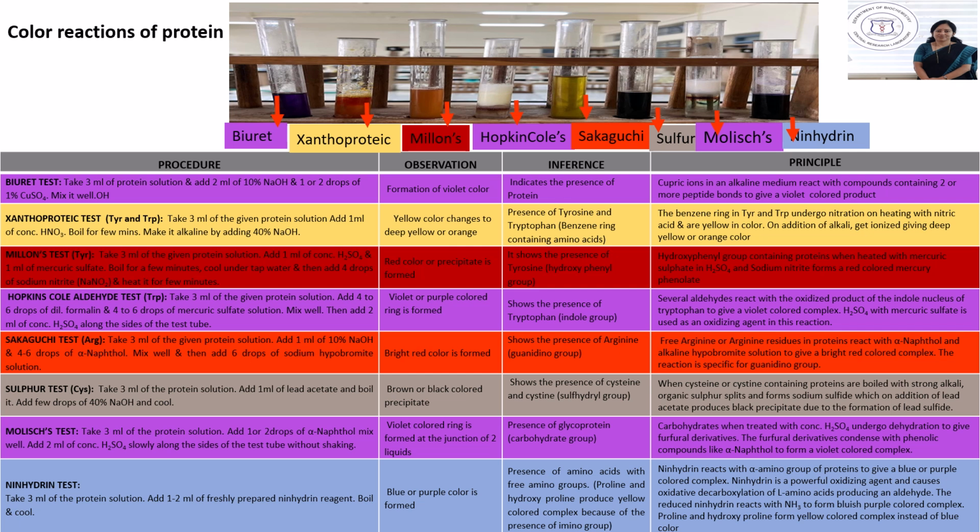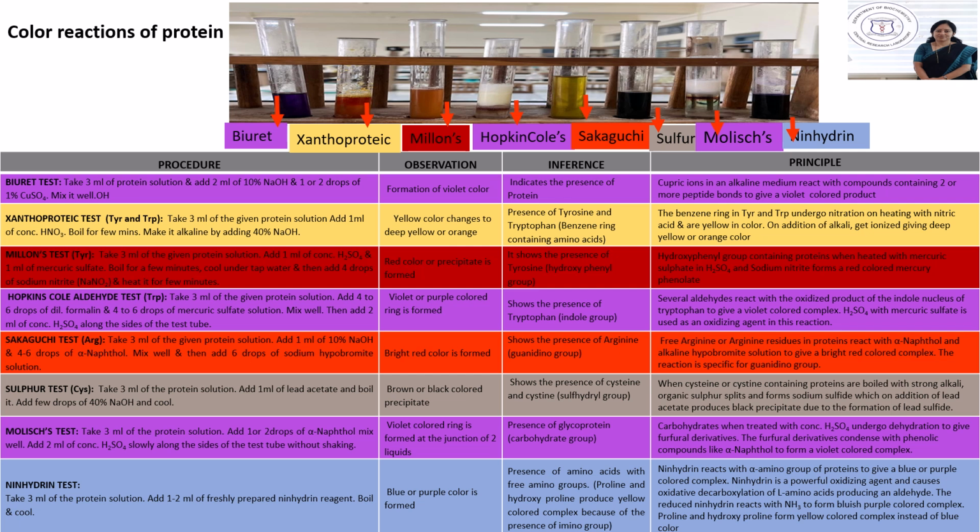The last test is ninhydrin test. Here blue or purple color is formed. This indicates the presence of amino acids with a free alpha amino group. All the amino acids answer this test except proline and hydroxyproline. They do not have a free amino group, but they have an imino group. So they will not answer this test positive. Instead of giving the blue or purple color, they form a yellow colored complex.